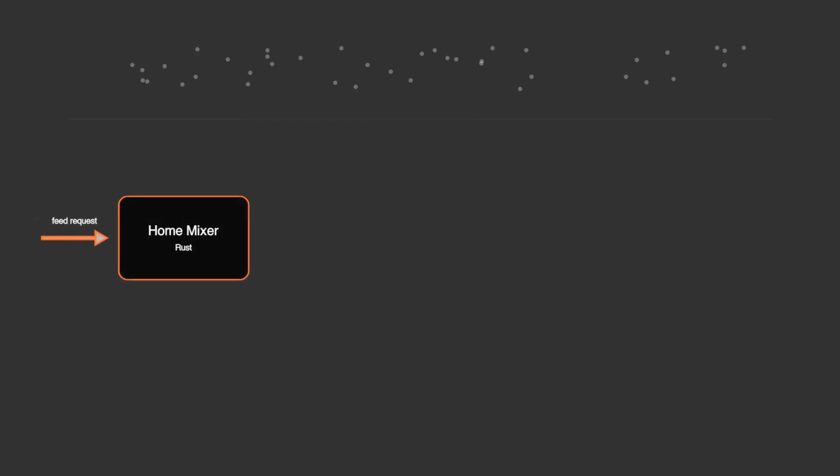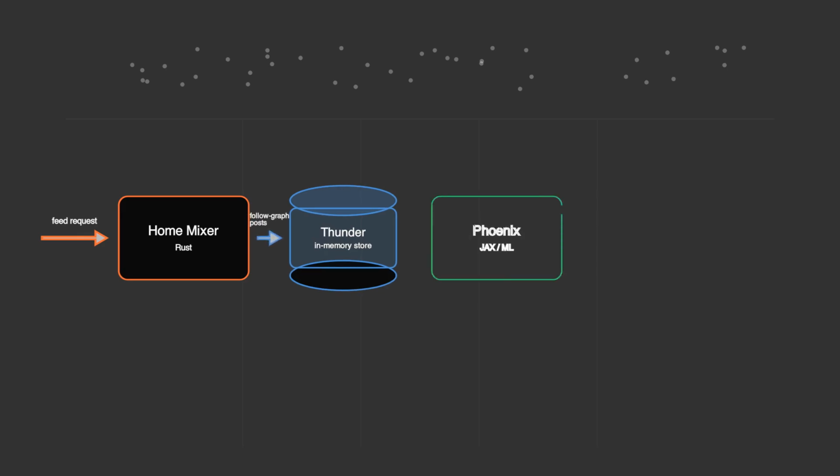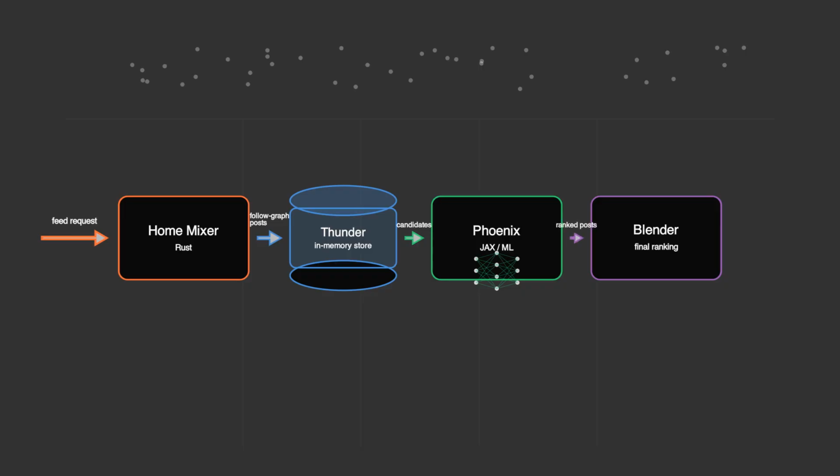The For You feed is built from 4 components. Home Mixer, the orchestration layer written in Rust. Thunder, an in-memory store for posts from people you follow. Phoenix, the ML system that both discovers and ranks posts using JAX. And the Candidate Pipeline, a reusable framework that wires everything together.